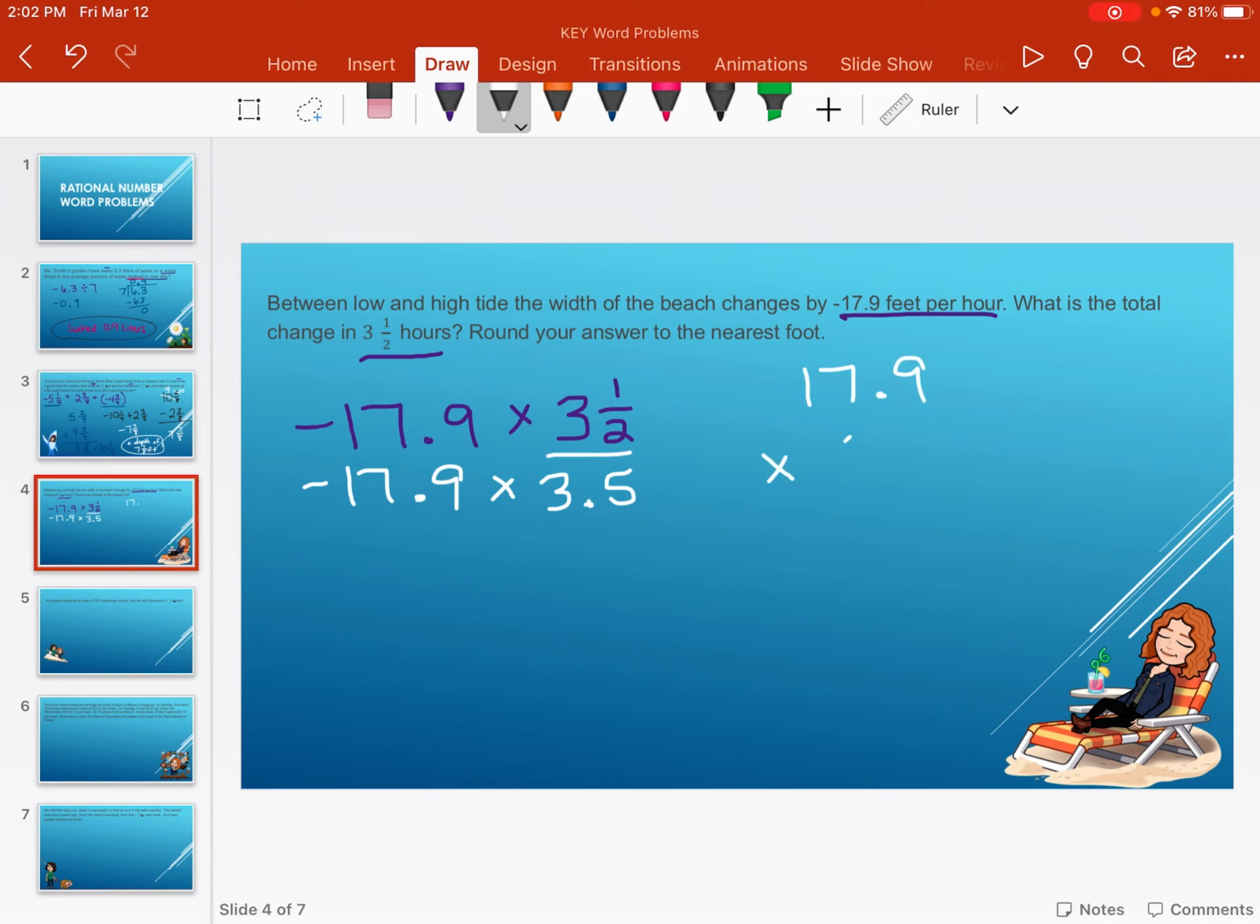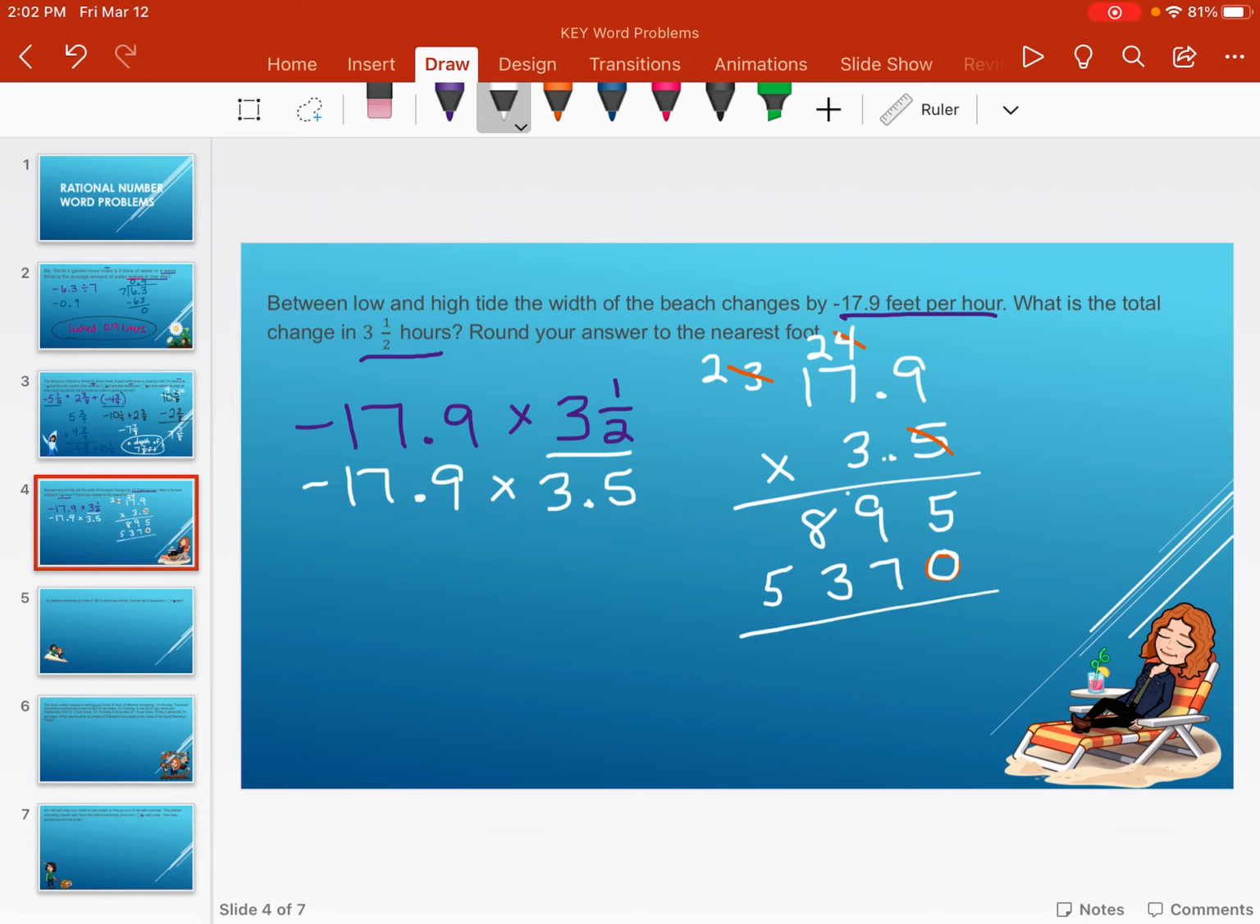Set it up. 17.9 times 3.5. 9 times 5 is 45. 35 plus 4 is 39. 5 plus 3 is 8. Tic-tac-toe. Okay, so then 3 times 9 is 27. Carry my 2. 7 times 3 is 21, plus 2 is 23. And 3 plus 2 is 5. And then add these up. 5, 6, carry my 1. 12, carry my 1, and 6.